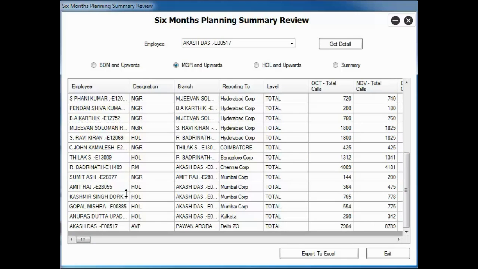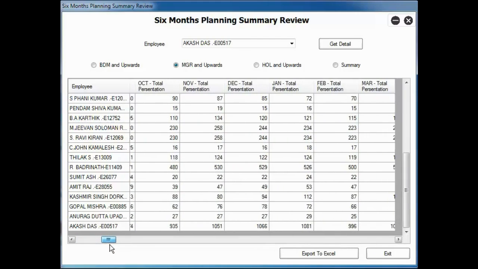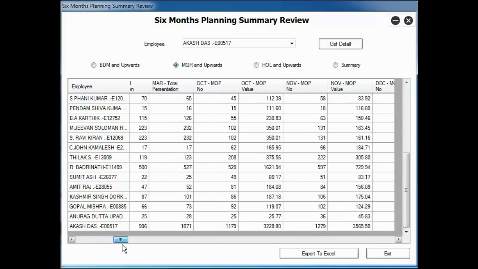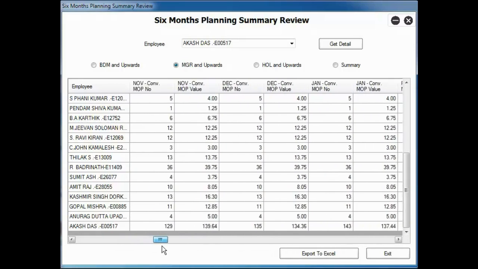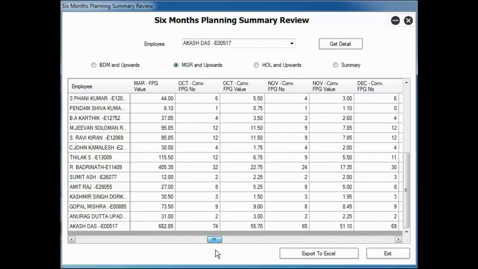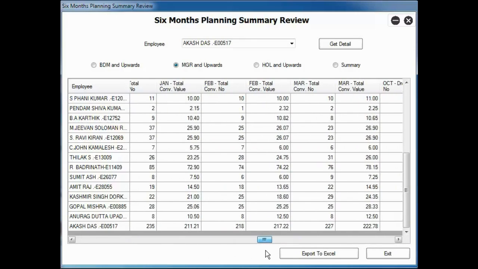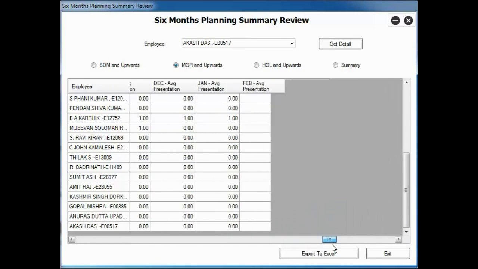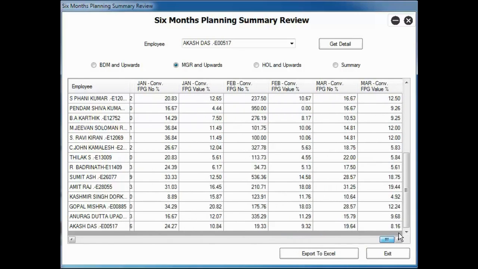Apart from those we had seen just now, Mr. Amit Raj, Kashmir Singh, Gopal Mishra and Anurag Datta, all reporting into Mr. Akash Das. You will get the same details when you move on to the side. The same details that we had discussed just now. One by one you can look at all these details in the form of a summary. If you would like to see details of any one individual, please remember that you will need to go back to the BDM and upwards to get the detail of that one individual person.